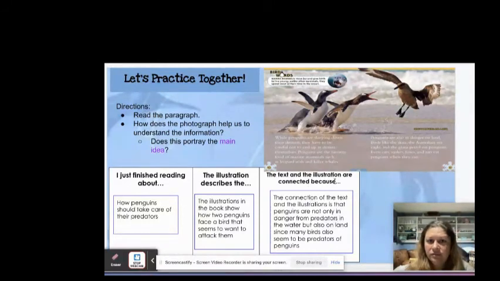Do you agree? Good. The text and the illustration are connected. The connection of the text and the illustration is that penguins are not only in danger from predators in the water, but also on land, since many birds also seem to be predators of penguins. All right, so boys and girls, this was an example of how the text and illustrations are connected in a book and how it helps portray the main idea of what the author is trying to tell you, the information that the author is trying to portray to you.